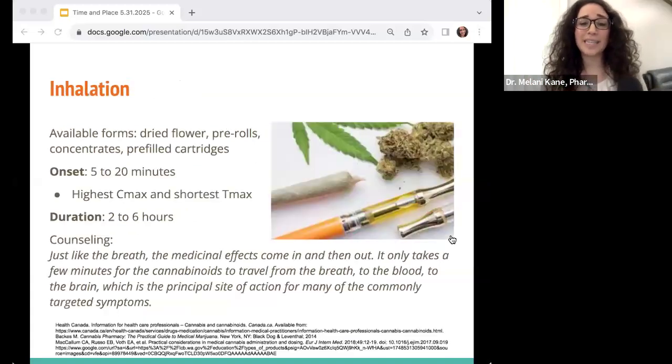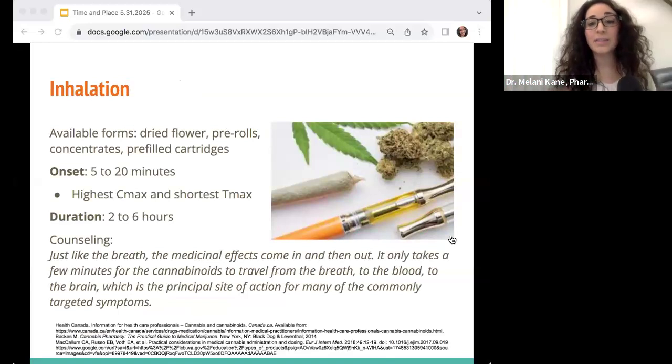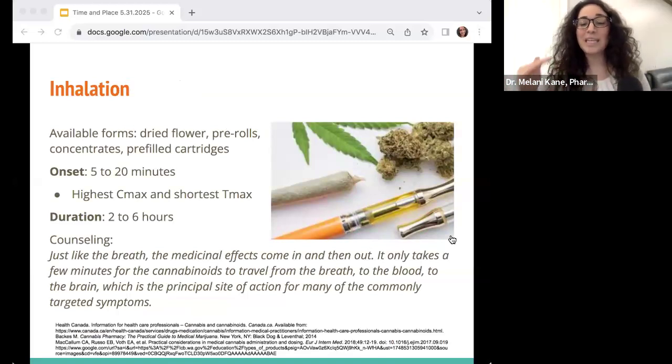So for inhalation, for example, this will be our fastest acting formulation. It goes through the lungs, so it doesn't take very long for the medicine to travel from the breath to the blood to the brain, which is our principal site of action for a lot of these targeted symptoms for THC specifically: pain, sleep, nausea. The challenge is just because you start to feel it doesn't mean that is the maximum effect you will feel.